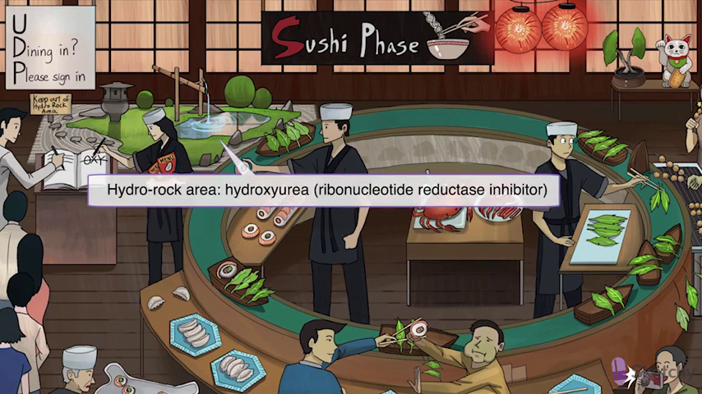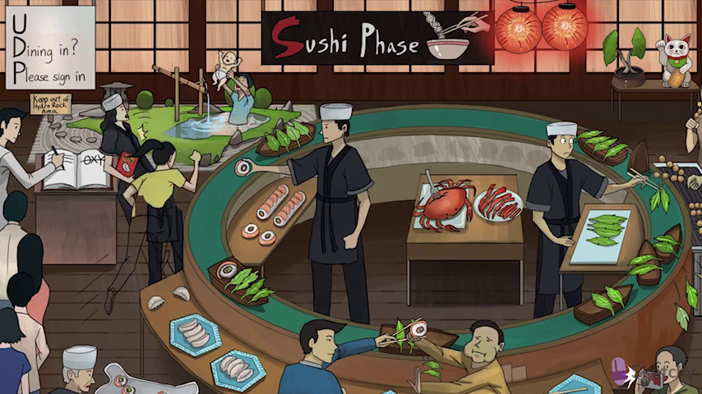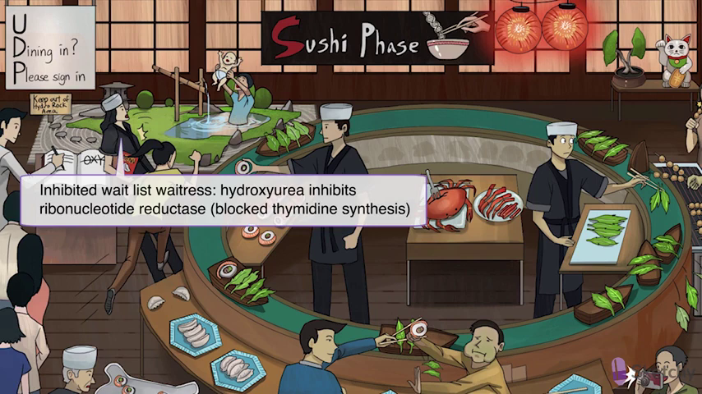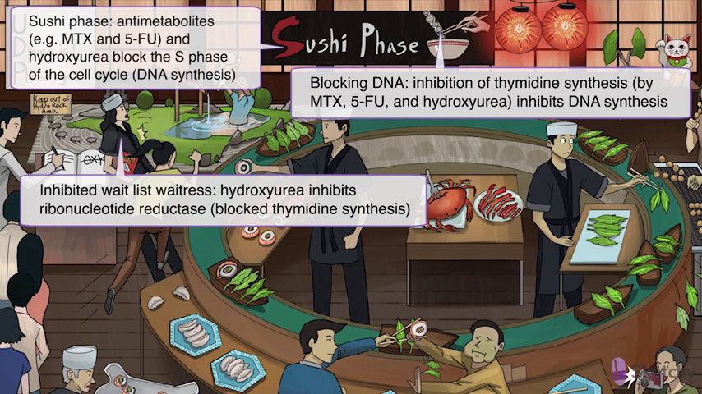The name hydro rock area should remind you of hydroxyurea, the chemotherapeutic agent that blocks ribonucleotide reductase. Notice how this mom here knocks over the ribonucleotide reductase waitress as she rushes over to get her kids out of that hydro rock area. Inhibited ribonucleotide reductase prevents the de novo synthesis of thymidine, which means DNA synthesis will be inhibited. This arrests the cell in the S phase of the cell cycle. That's S for Sushi Phase.